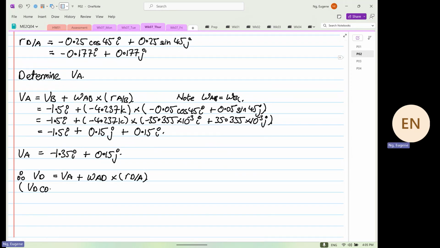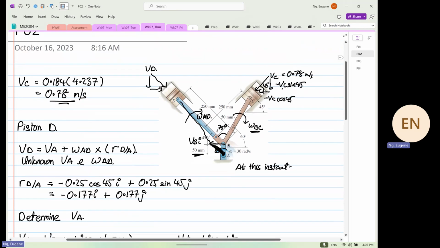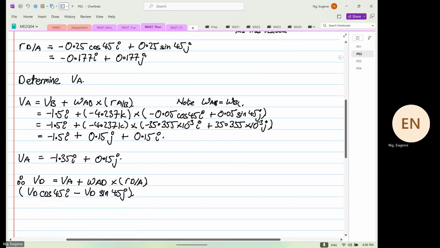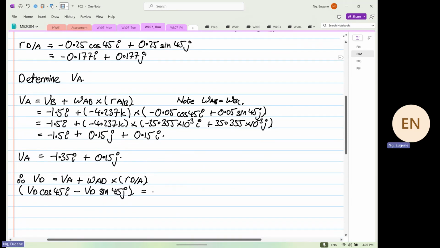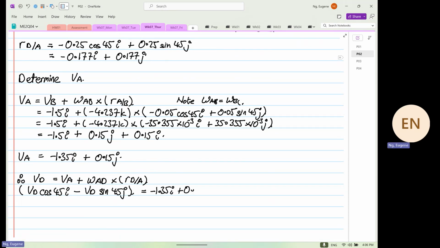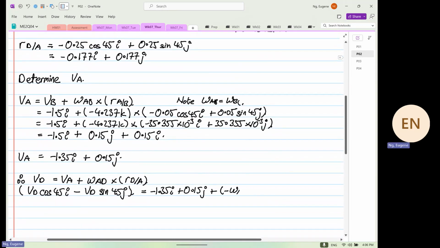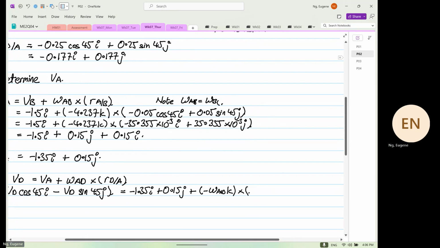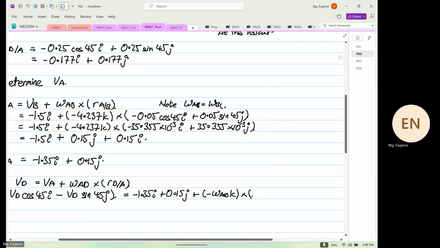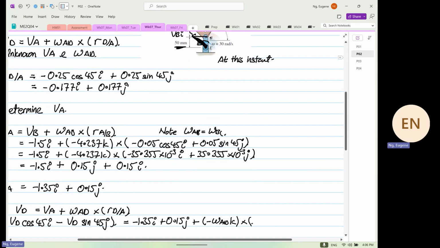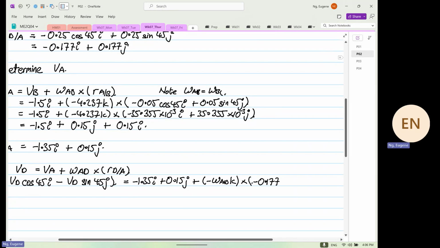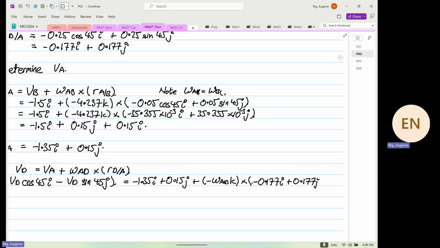So VD cos 45 I minus VD sin 45 J, right? Why is I positive? Because it's moving towards the right. The J component is coming down, okay? So this will be equal to minus 1.35I plus 0.15J plus omega AD, we are assuming going clockwise, minus omega AD K cross D from point A minus 0.177I plus 0.177J. Okay.